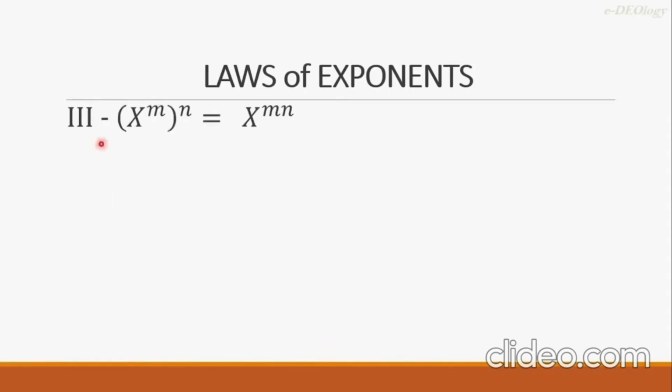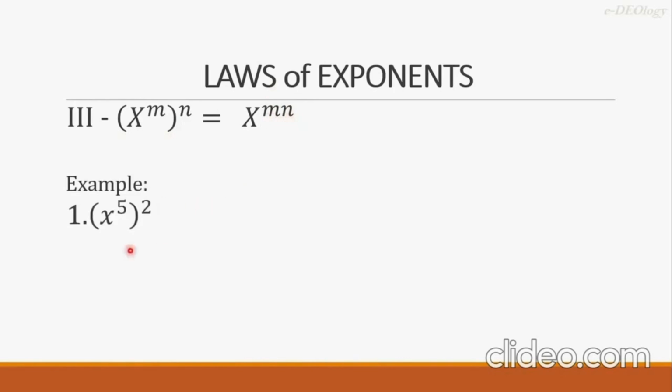The third law is when there is an exponent inside the grouping symbol and there is an exponent outside. We can simplify this by simply taking the product of the exponents. By the way, exponent is sometimes called power. So we can say that we are multiplying the powers here.